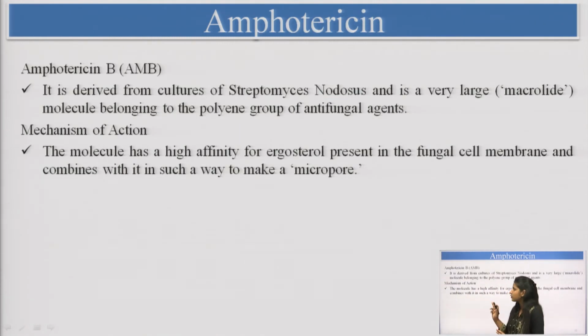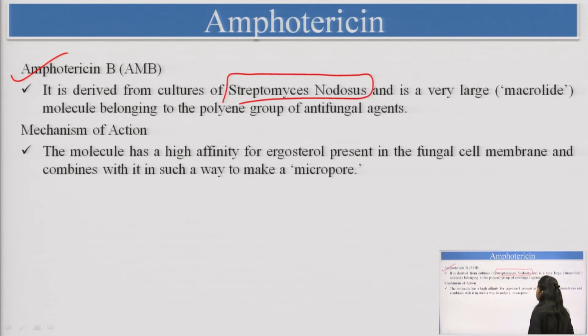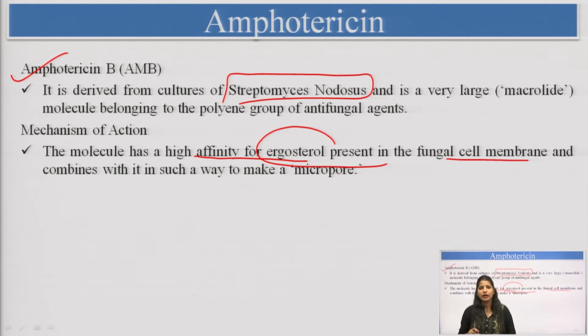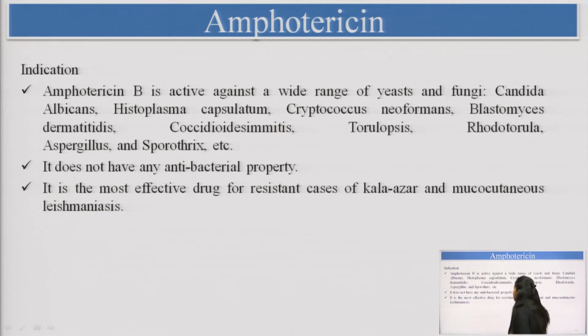So, let us start with amphotericin first. Amphotericin is obtained from some of the cultures of Streptomyces nodosus, and the mechanism is very similar to what I told you. It has a high affinity for ergosterol which is present in the fungal cell membrane. It forms micropores and it will enter the cell and disrupt the cell. There are various infections for which it can be used. It can be used for infections which are topical or local, or systemic.